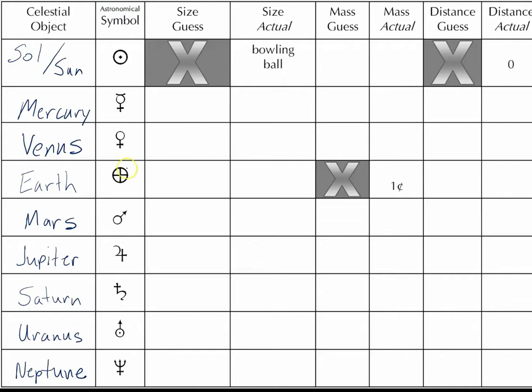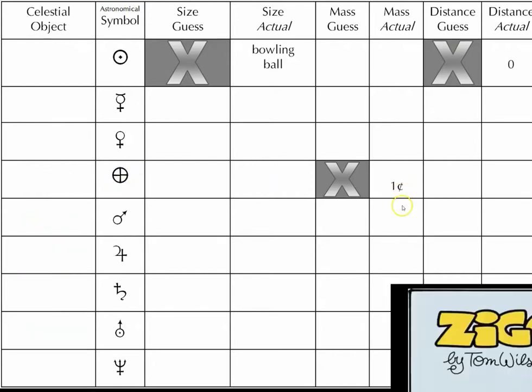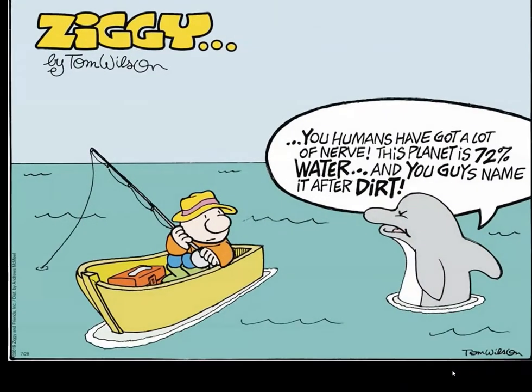If you're wondering if Earth had a Greek name before the Roman's, Earth actually is a derivative of the Old English word for dirt, which is what makes this next comic very appropriate. You humans have got a lot of nerve. This planet is 72% water, and you guys name it after dirt.